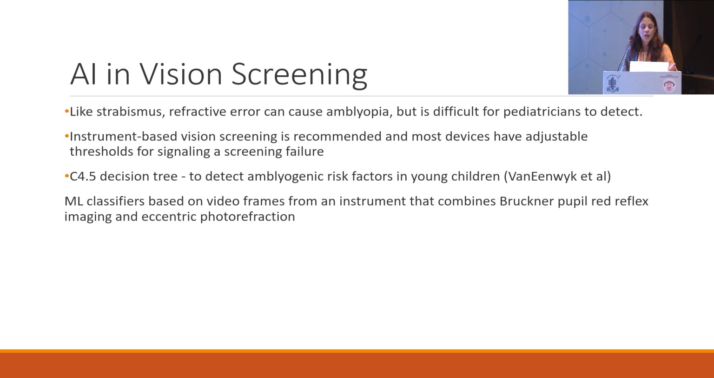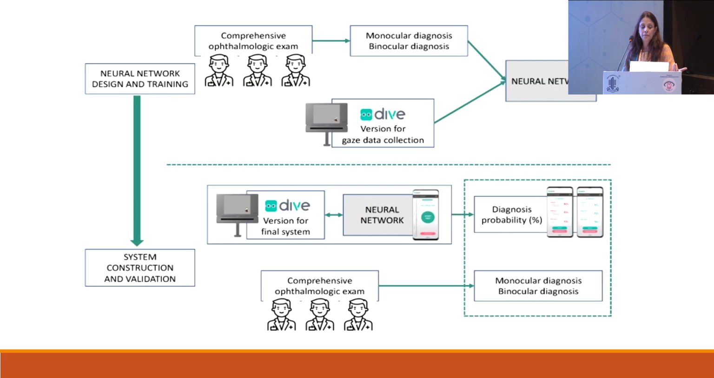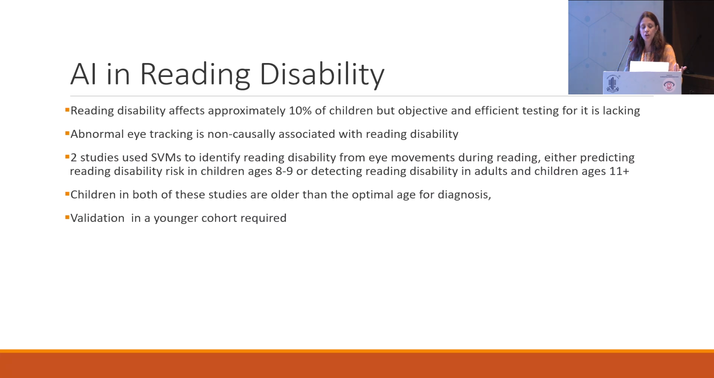Yeah. So there's a classifier based on video frames that is basically combining the Bruckner's pupillary red reflex and an eccentric photorefraction tool. So these two video images are taken, and that is the basis used for detecting whether the child has a refractive error or not. So this is an overview of this tool, and then we have the role of AI in reading disabilities.